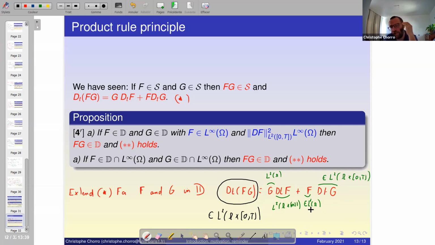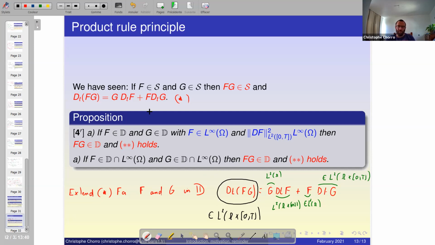But if I write it this way, I have a problem. In general, when you multiply something in L2 of omega by something in L2 of omega times 0 to capital T, you don't obtain something in L2 of omega times 0 to capital T, you obtain simply something in L1. The same holds for this one. So, just looking at the integrability conditions, such a formula a priori is not possible in great generality.